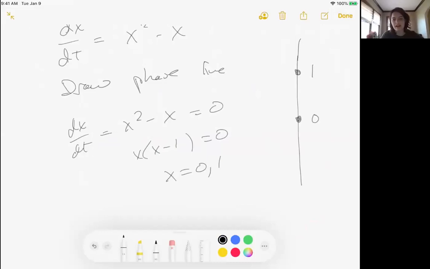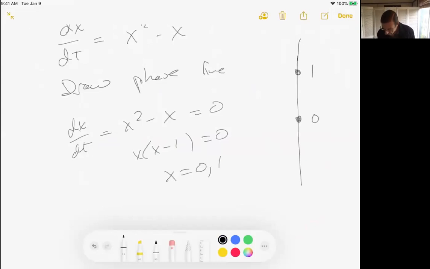Plug in different values. Yeah, that's one way to do it. We could just take a value like 1/2, plug it in, and see if we get positive or negative. We saw actually a couple ways to do this. Let's just talk about a slightly more sophisticated way that we did talk about.